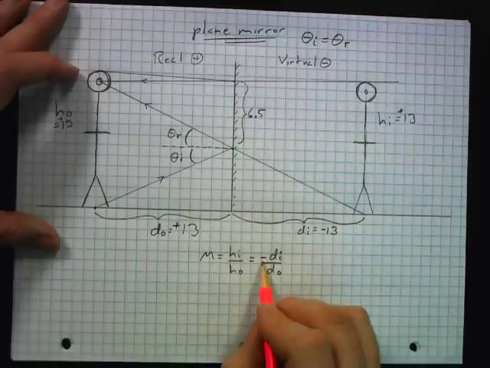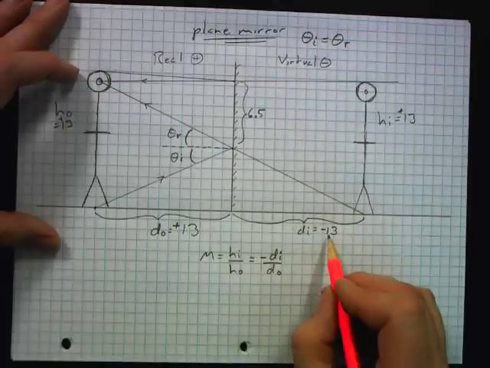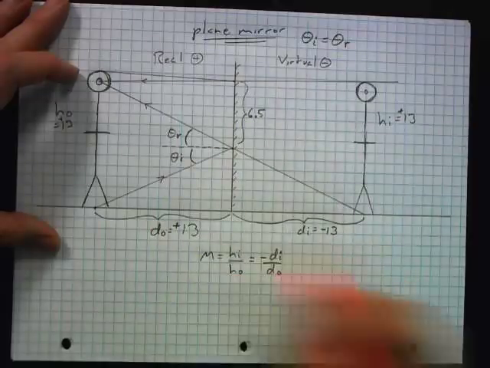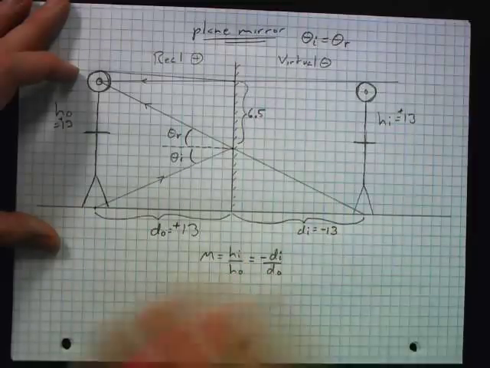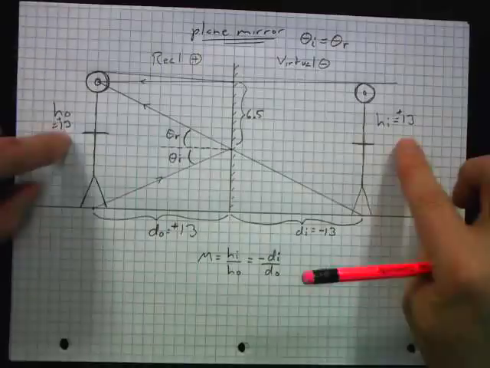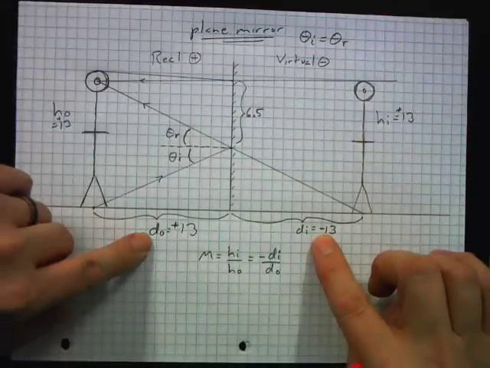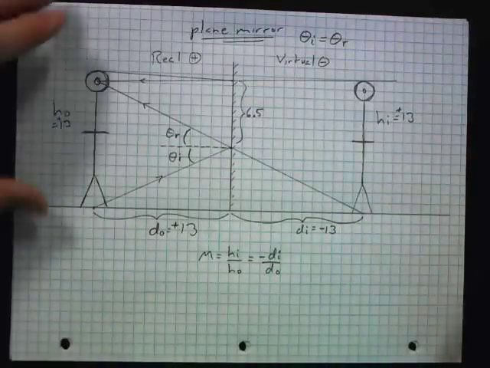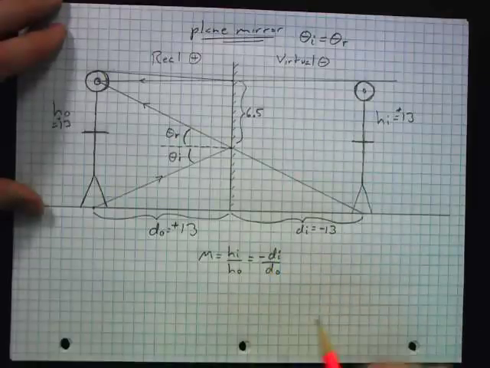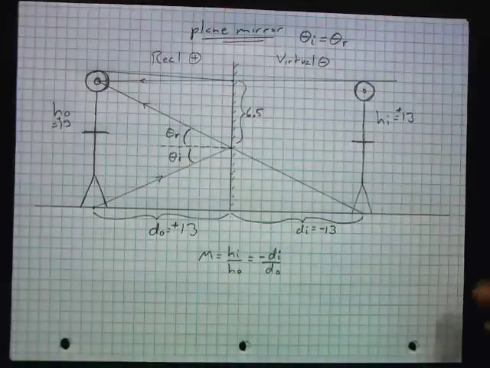Why do we need this negative? Because this is negative 13. Negative 13 over 13 would give us negative 1. Well, that's not the same thing as 13 over 13, which, by the way, the 13s are completely coincidental here. These 13s are different from these 13s. They just happen to be how big I drew this thing. The negative cancels out this negative, so that my magnification is still positive.